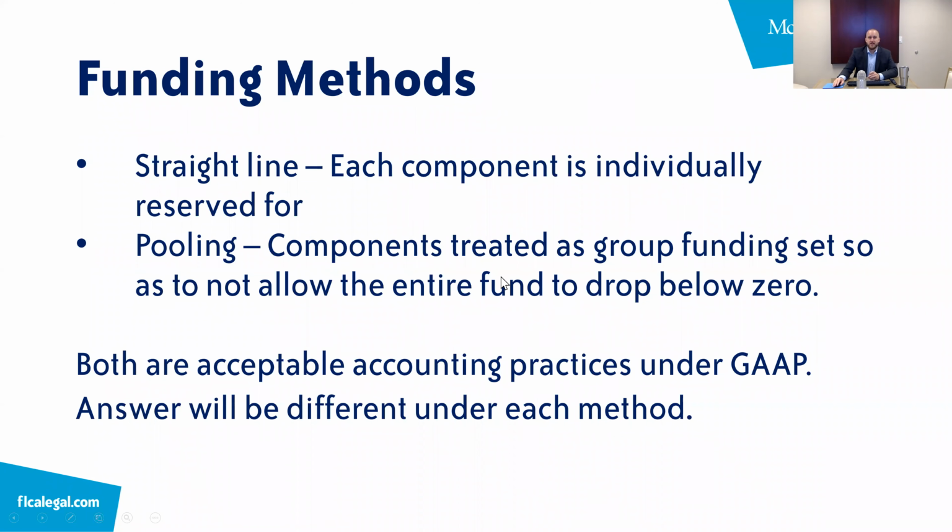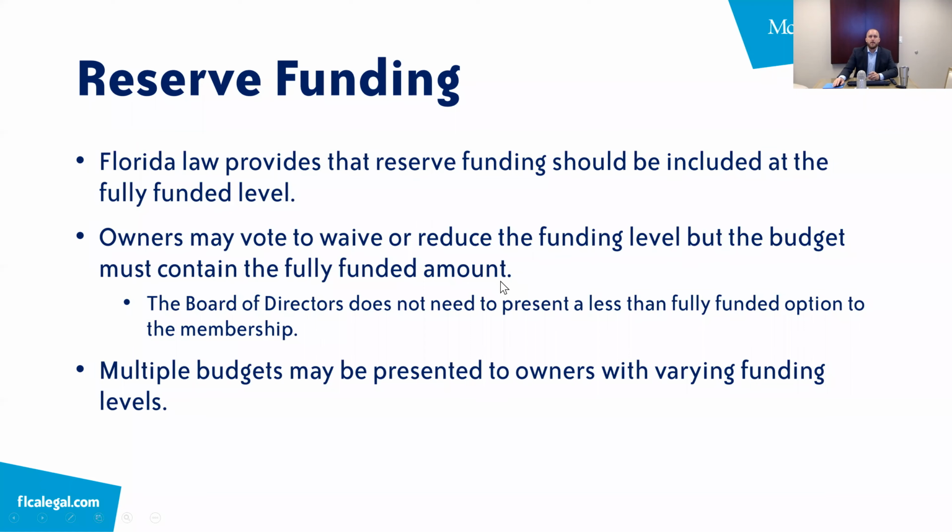We talked about the funding method, straight line versus pooling. Florida law provides that once you have a reserve account, it must be funded to the fully funded level. So how do you determine if something's fully funded or not? Usually that's done by having a reserve study done. You take a look at what the component is, what the asset is that you're reserving for, and they'll state here's what the cost of it is, here's what the useful life is, here's what the remaining useful life is. And so in order to have the money that you'll need once you reach the end of the useful life, you need to keep funding this X amount per year. That means you're at a fully funded reserve.